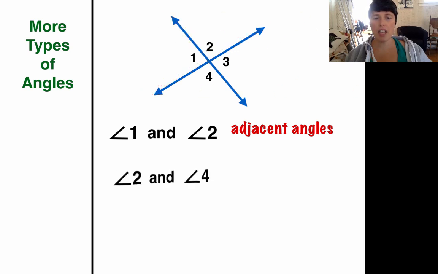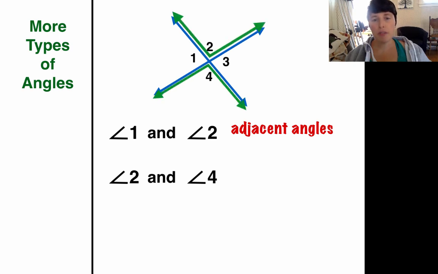I'm also going to look at angle 2 and 4. Look at angle 2 and 4 in the picture. They're right across from each other. Look at them, they're like opposites. We call those types of angles vertical angles, right across from each other, vertical angles.